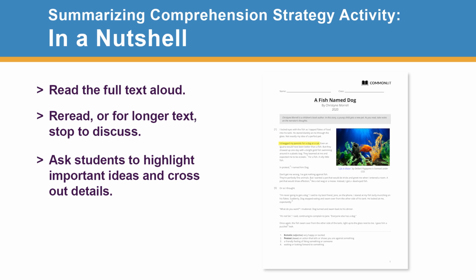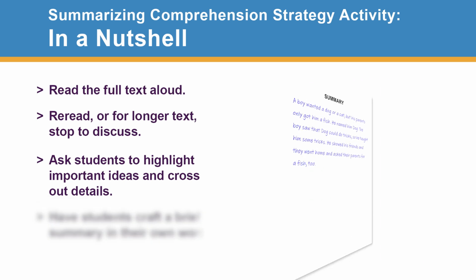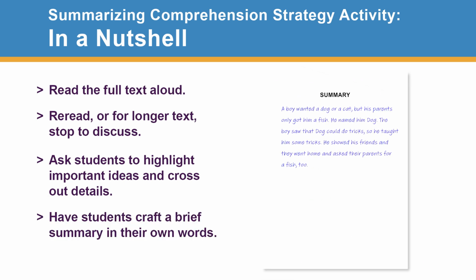Ask students to highlight or circle important ideas in the narrative and to cross out details that aren't necessary for the storyline. Discuss why they chose certain sentences as important and why others were not. Then, have students craft a brief summary in their own words that includes information from the highlighted sentences.